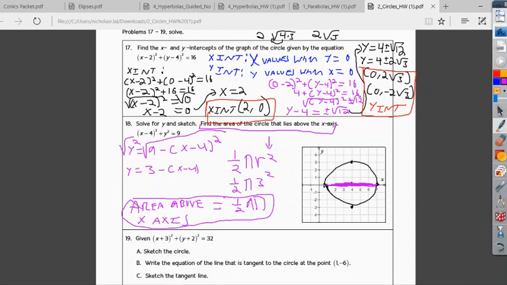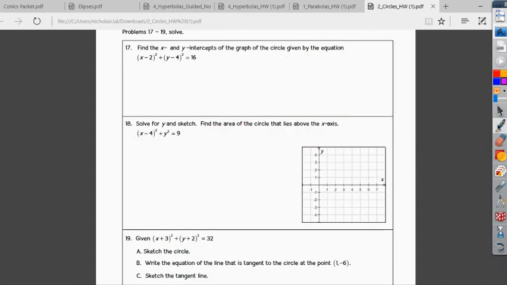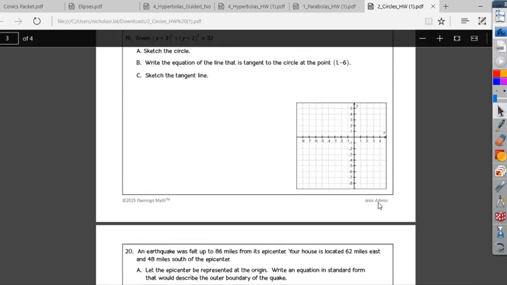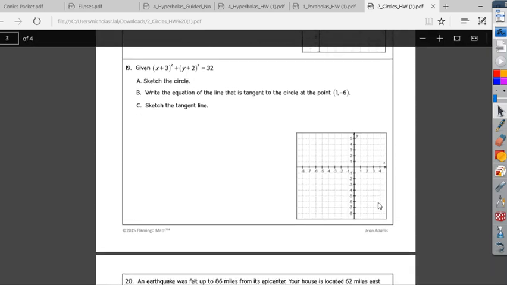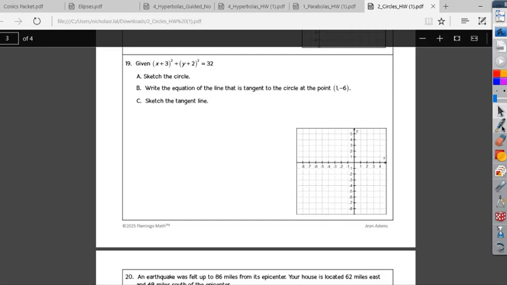Clear annotations. Sketch the circle. Write the equation of the line that is tangent to the circle at the point 1, -6. Sketch the tangent line.